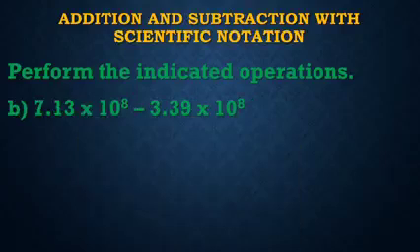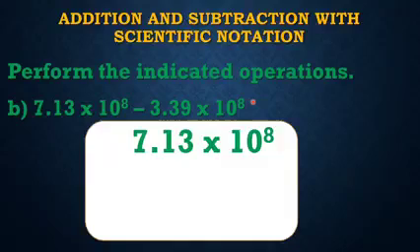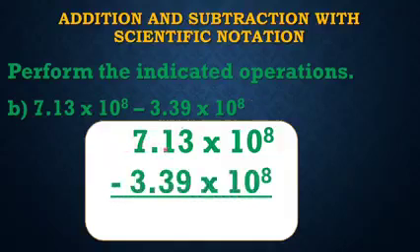Letter B, the same rule as letter A, 7.13 times 10 raised to 8 minus 3.39 times 10 raised to 8. So this time the operation is subtraction. So instead of adding, we will subtract these two scientific notations. Same rule: we will subtract the two mantissas, 7.13 minus 3.39, and copy the power of 10, which is common, with the common exponent.